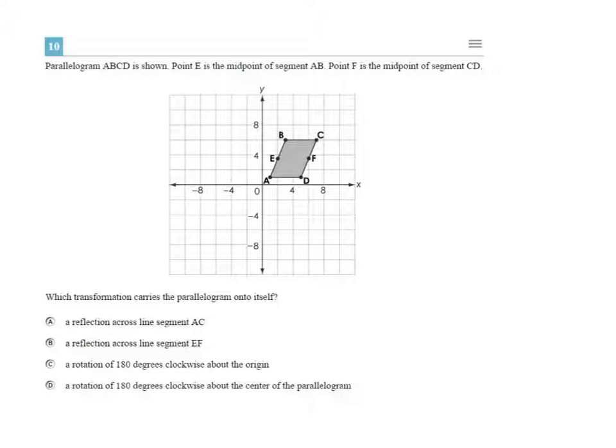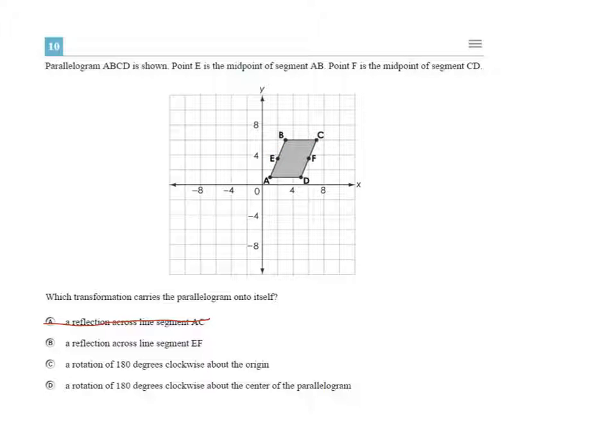The first one says a reflection across the line segment AC. So if I flip this across this one, would it be the same? It would not, because if I flipped it, it would look something like this. If I reflect this side, it would look like that. So that would not be the same. Right away, I can eliminate that choice, because that doesn't give us the same shape. The parallelogram gives equal parts, but they're turned. They're not actually just flipped. That would be a kite that just flips over this line.